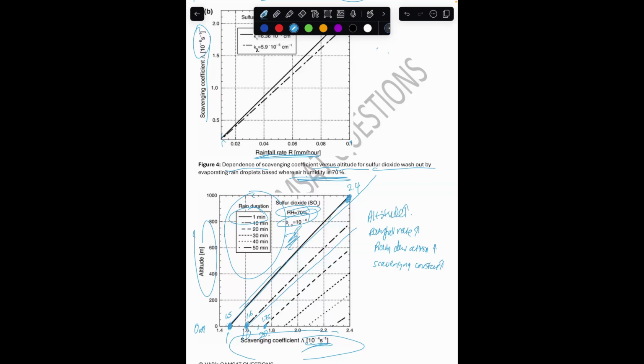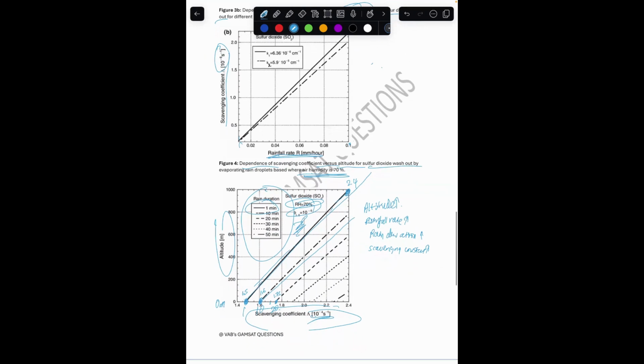Do you see how you can generate some sort of patterns? That's what you should be trying to do with these graph questions, or at least it's good to have an idea of the patterns. It definitely helps in terms of understanding things. I think generating these patterns helps you feel more confident in understanding the graphs. But even if you just get the broad gist that scavenging coefficient varies with rainfall rate, and altitude varies with scavenging coefficient, that can help as well.